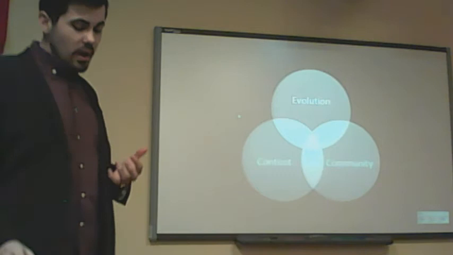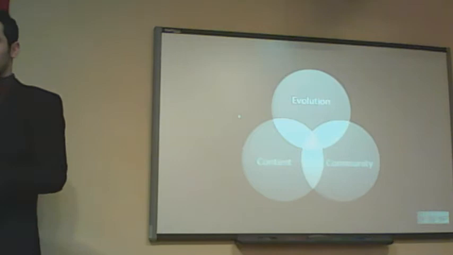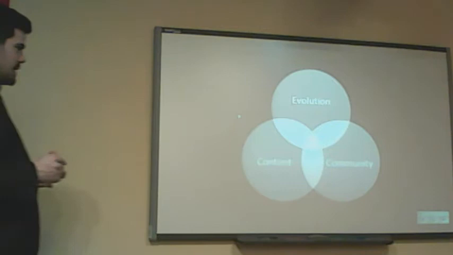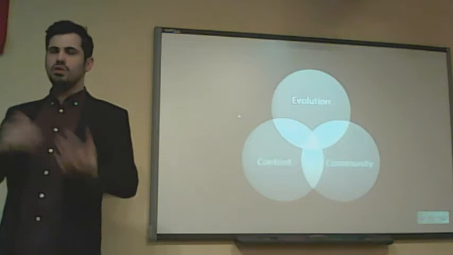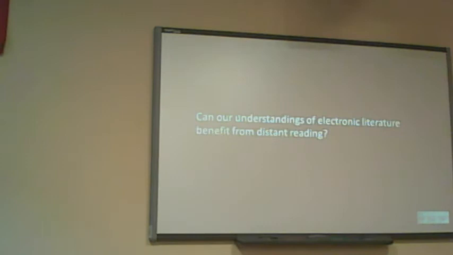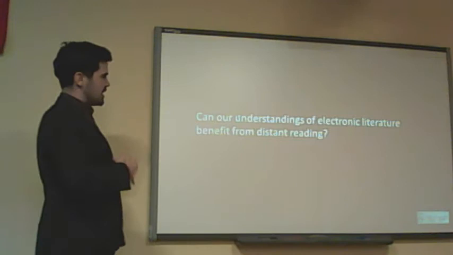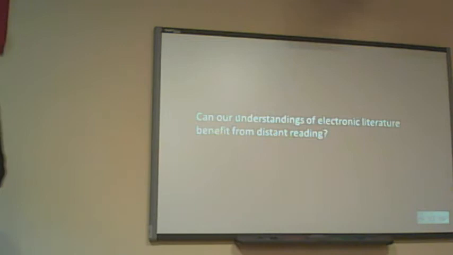And then I wanted to look at community. So how has the movement, both in terms of an aesthetic and practitioner sense, evolved over time? And so essentially the approach I was taking here when applying computational methods to the evolution of electronic literature was coming at it from a textual and a contextual sense. So I was interested in both the contents of the works and the movement that evolved around them. And this brings me to that central question: can our understandings of electronic literature benefit from distant reading? And this is where I began before I got to this notion of evolution.